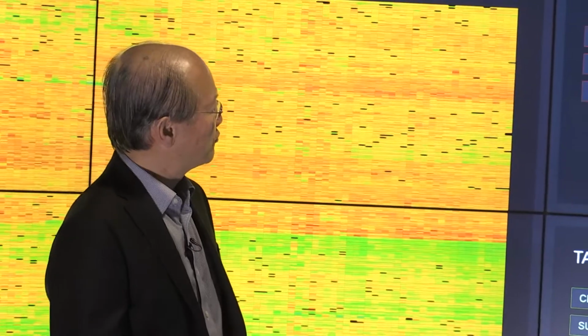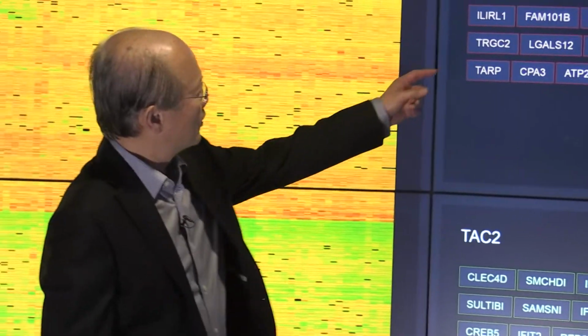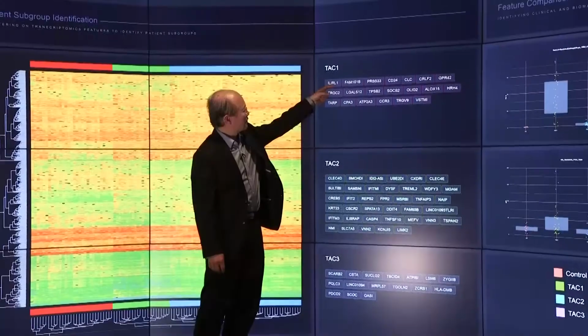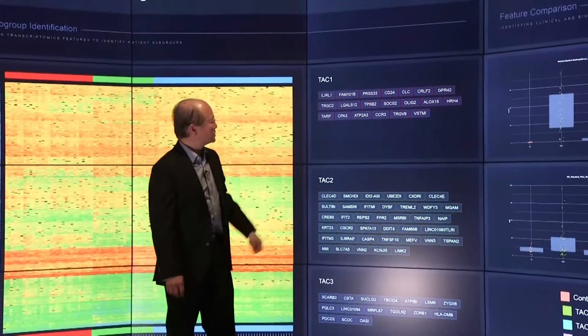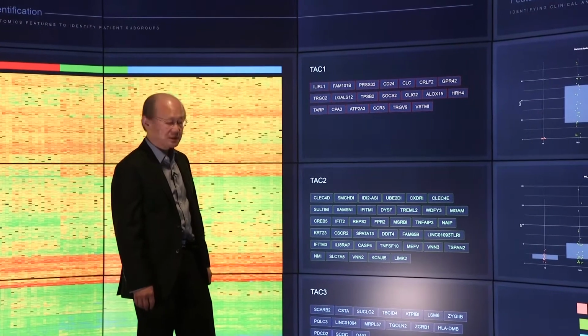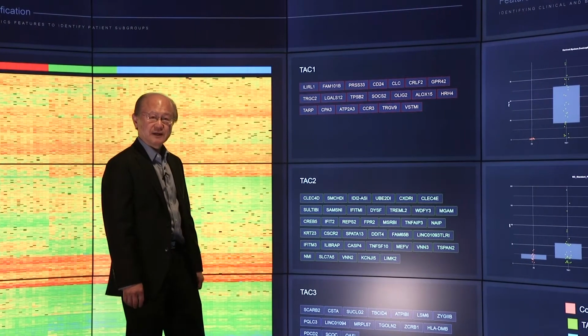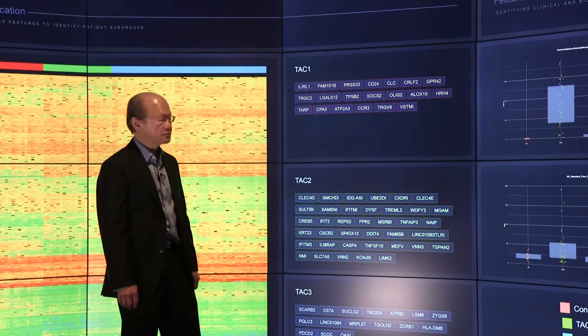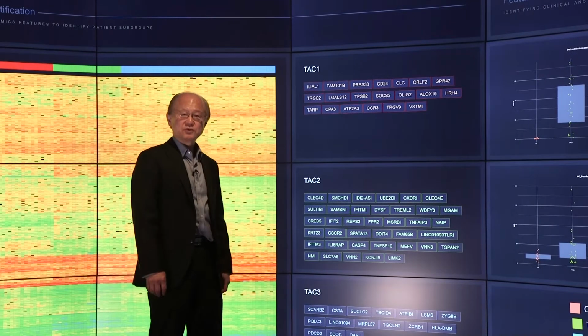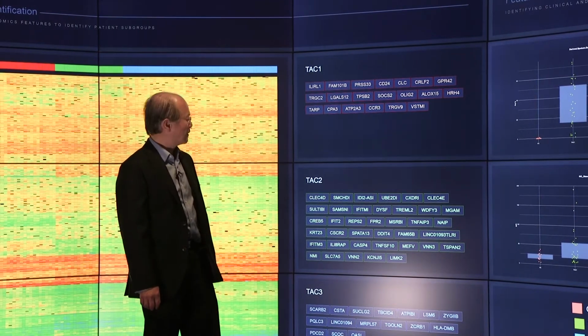If you look at TAC1, one of the top genes that characterizes TAC1 is IL-1RL1, which is in fact the receptor for IL-33, which is present on many cells, but the activating cytokine IL-33 is produced mainly from the epithelium and is one of the drivers for Th2 inflammation.